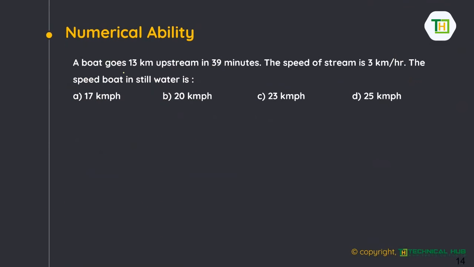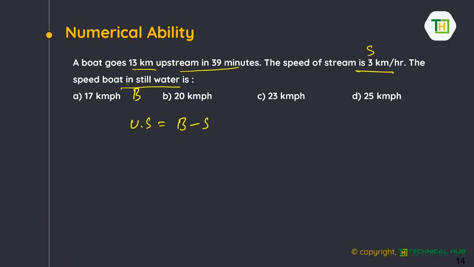Next one. A boat goes 13 kilometers upstream in 39 minutes. The speed of stream is given as 3 kilometers per hour, and we need to calculate the speed of the boat in still water. Let us consider the speed of the boat in still water as B. As we all know, upstream speed is equal to speed of boat minus speed of stream, right?